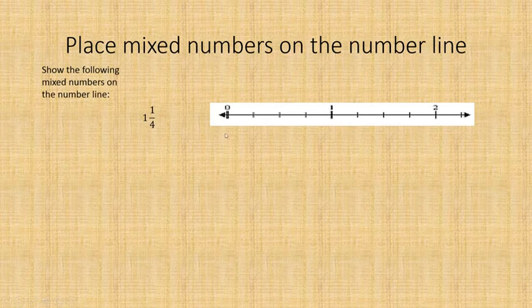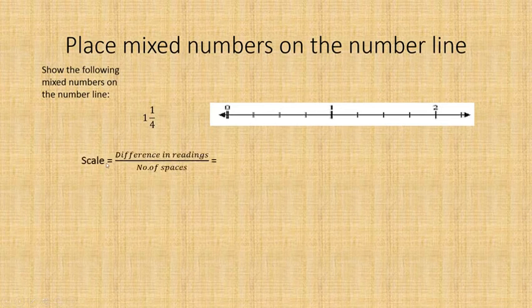It reminds me always of the scale. Do you remember the scale? Yeah, the scale equals difference in readings over the number of spaces. So difference in reading here is 1 minus 0 equals 1. And how many spaces do you have? 1, 2, 3, 4. So the denominator is 4. So every step here is 1 over 4. So here's 1 over 4, 2 over 4, 3 over 4, and 1.